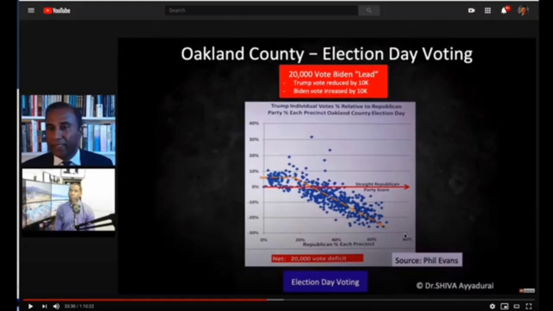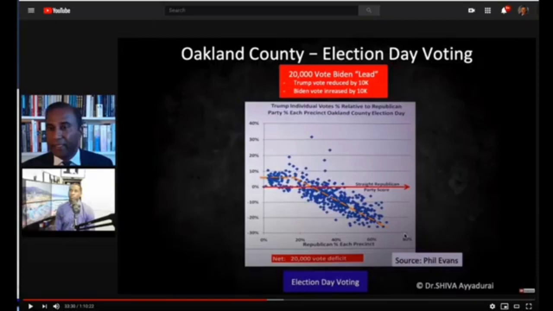I'm going to move the camera so I can see a little bit. Starting at the left on the yellow line, what you see is that in areas that went heavily Democratic, areas where the Republicans won 5% of the vote, Donald Trump did 10% better. He's above the curve in the least Republican areas.